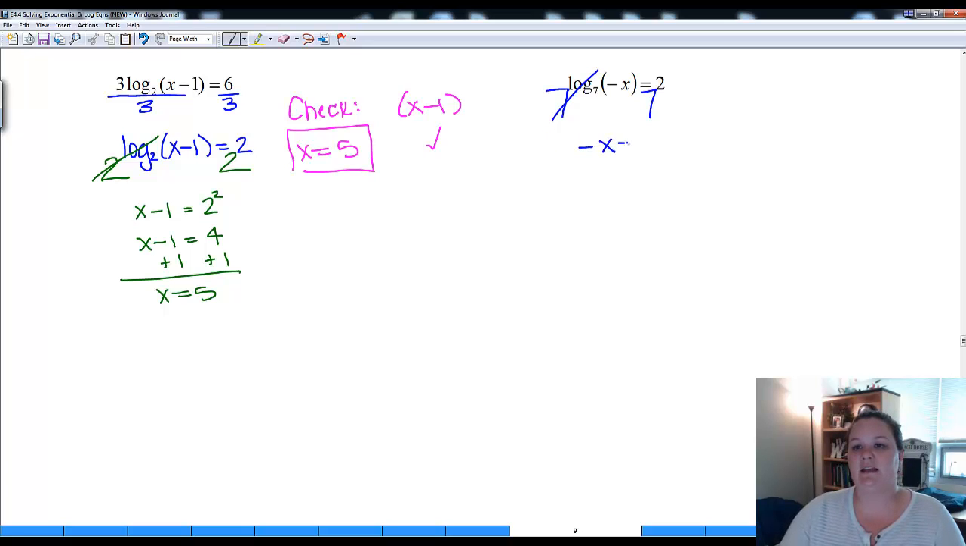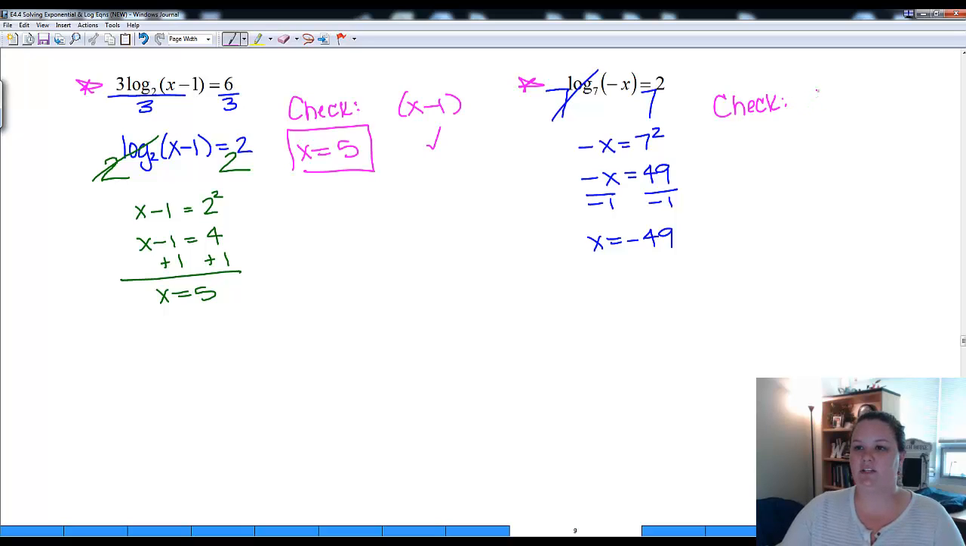So I get negative x is equal to 7 squared. We know 7 squared is 49. And then to get x by itself, I can just divide both sides by a negative 1. So x equals negative 49. Because I'm dealing with logs that have inside values, I have to check. So I'm going to go ahead and check my solution.